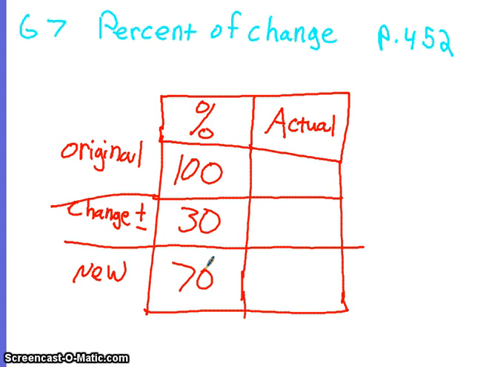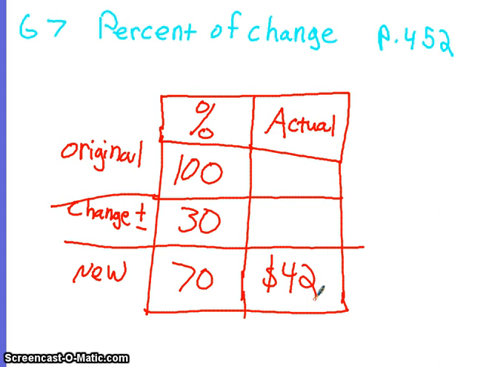And that dress on sale was $42. Okay, not a very nice dress, but it was on sale for $42. Okay, that's your percent change. All right?